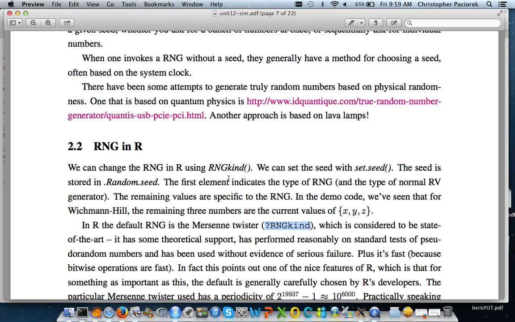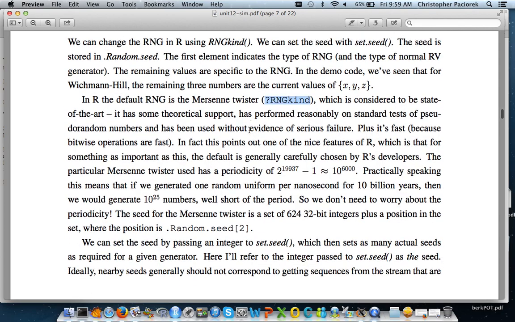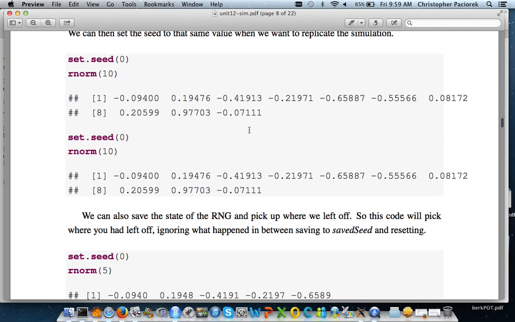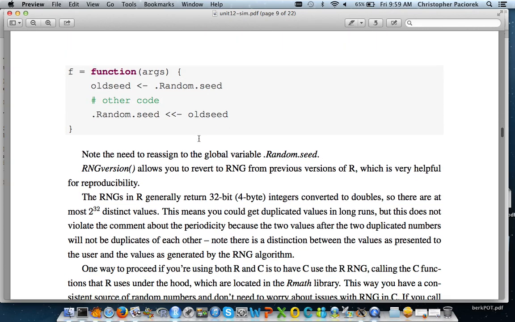So let's quit there. I will talk about the actual Mersenne twister, which is the default, on Wednesday, and we'll talk about setting the seed and doing some more stuff in R as well.